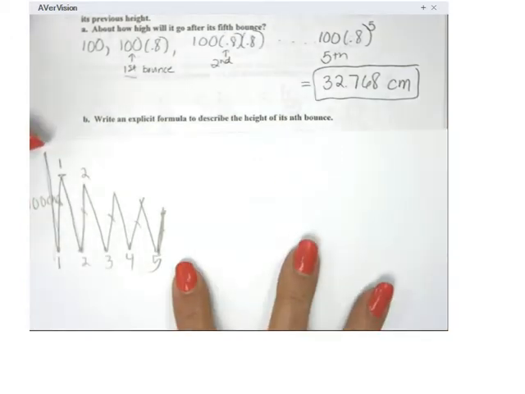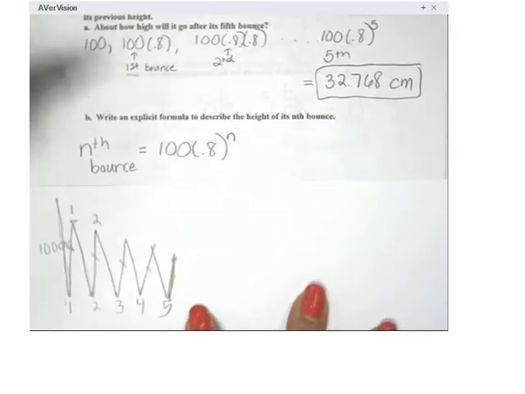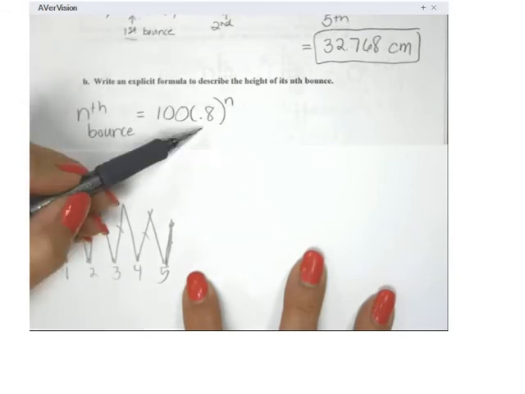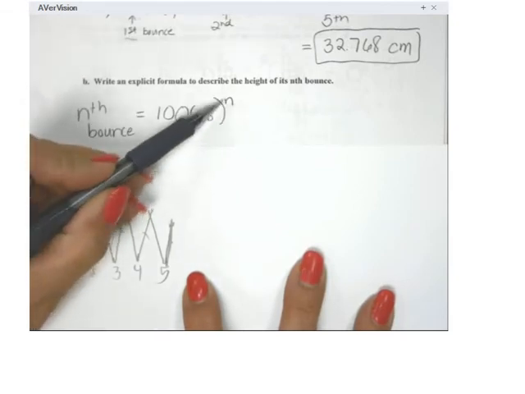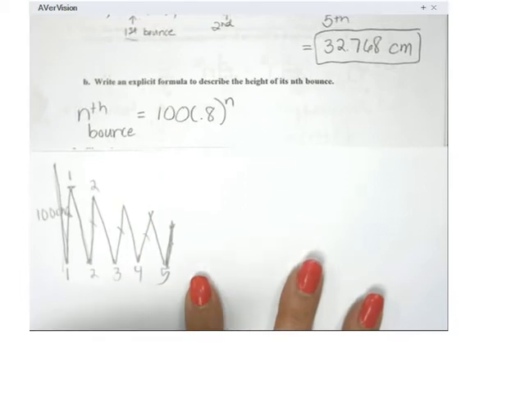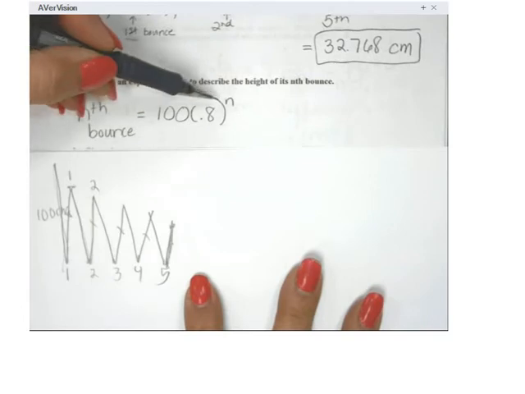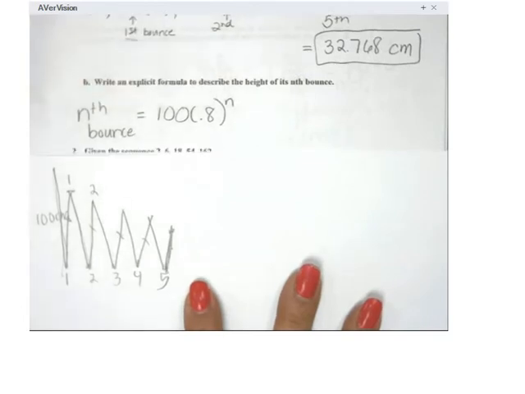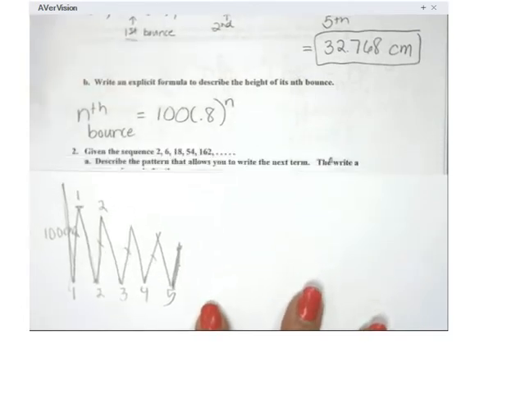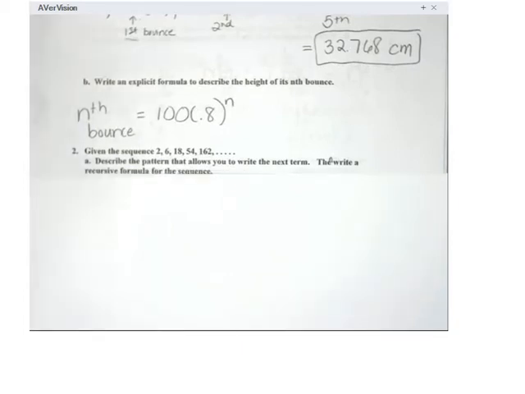And I can see that this rule is going to work. If I take 100 and I multiply it by 0.8 to however many bounces you want to have, that's going to explicitly tell me what I'll have for my answer. So an explicit rule, you plug in the n, the position you want, into your rule, and it will give you your answer. You don't have to go back and find the one previous to it. Now in this next question, we have a sequence, and let's look at the pattern.